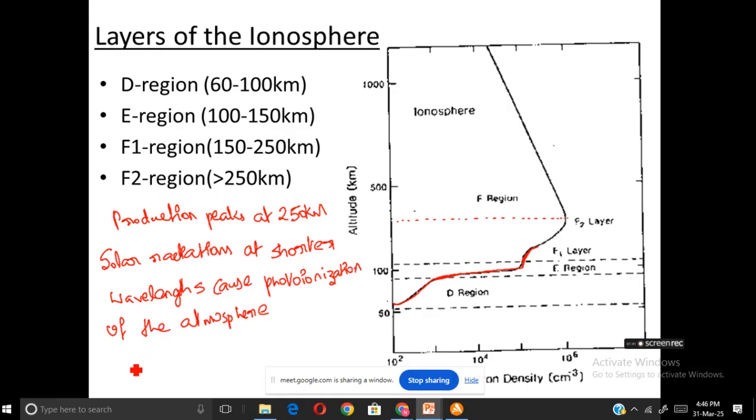So what do we mean by photoionization? The atoms or molecules present in this layer interact with the incoming solar radiation and produce ions plus electrons plus energy. The incoming solar radiation at shorter wavelengths causes the ionization of the atoms or molecules present in these topmost layers.